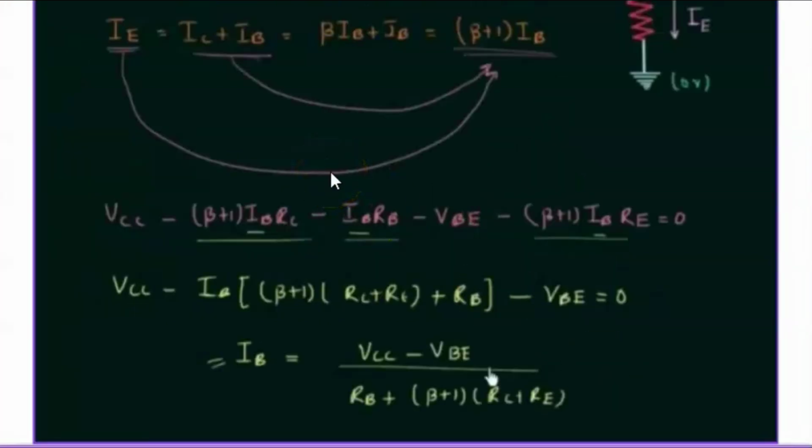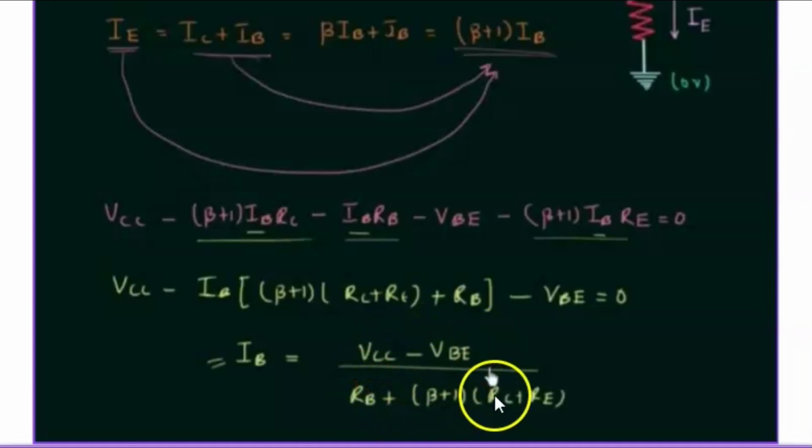Now here we know that IE is equal to IC plus IB and IC can be written as beta times IB. So from this we get the value of IE as (beta plus 1) times IB and we get the value of IC plus IB as (beta plus 1) times IB. So ये दोनों हम लोग replacement करेंगे in our previous equation and we are going to get our equation as VCC minus (beta plus 1) times IBRC minus IBRB minus VB minus (beta plus 1) times IBRE is equal to 0.